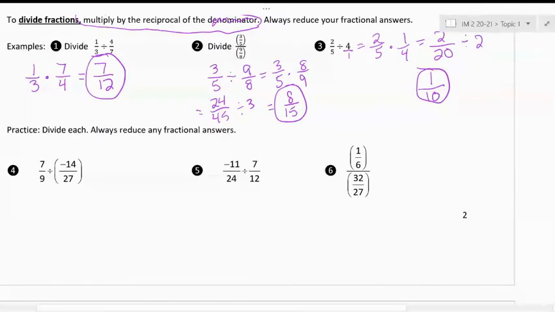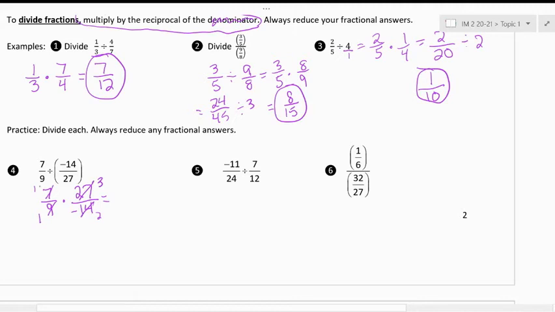We've got a couple more to practice. They're not done any differently. So 7 over 9 times 27 over negative 14. We'll just keep the negative with the 14 because it doesn't matter. Now let's cross simplify. Again, I think it's going to be quicker. 9 goes into 9, and it goes into 27 3 times. 7 goes into 7 1 time, and it goes into 14 twice.